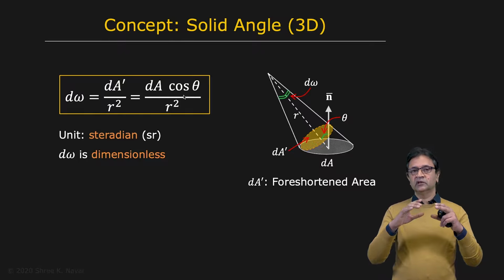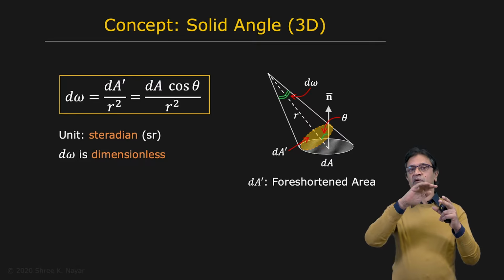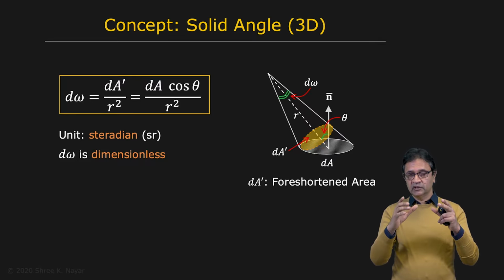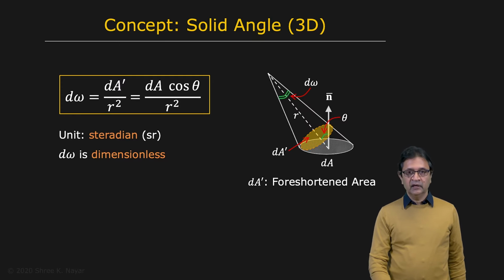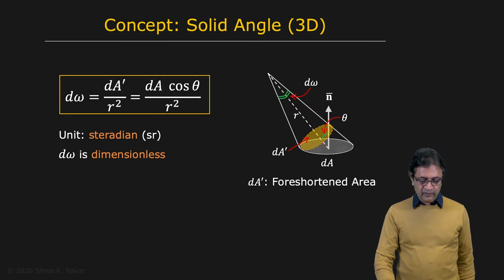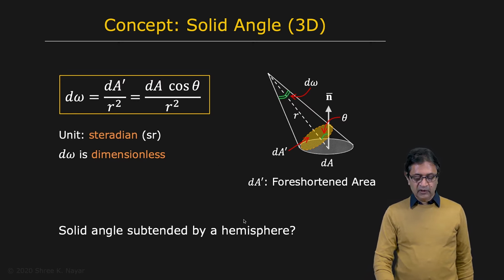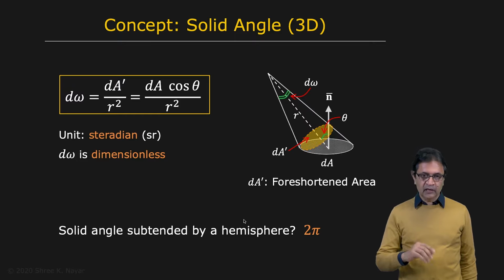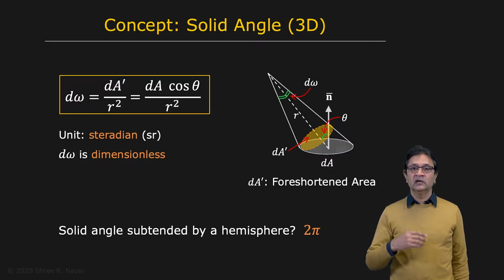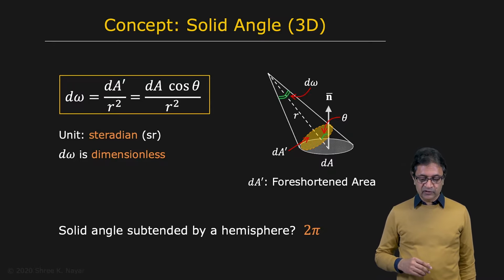If you want to actually find the solid angle subtended by a large area on the sphere, which lies within the solid angle, you need to find the area of the spherical cap that lies within that solid angle. So you have to integrate this over that area and then divide by r squared. It turns out that the solid angle subtended by a hemisphere is 2 pi. Sphere is 4 pi. Okay, so with that in place, now we can start talking about the radiometric concepts that are of interest to us.